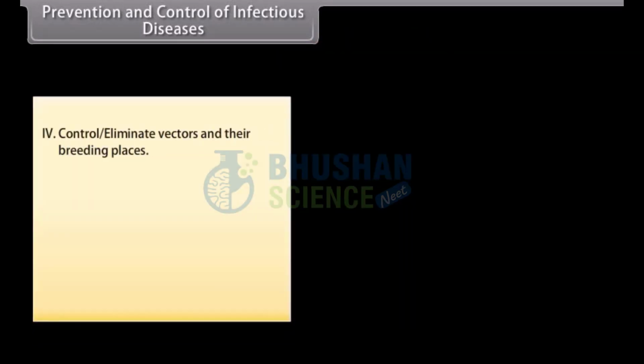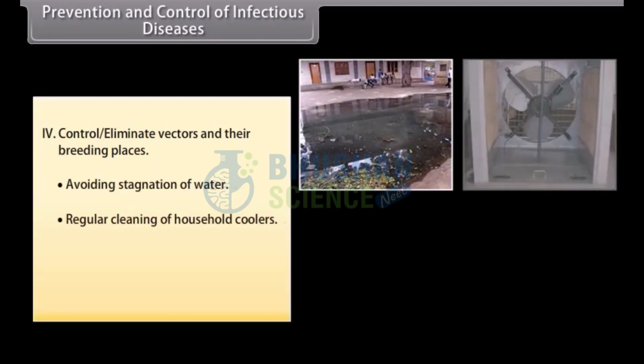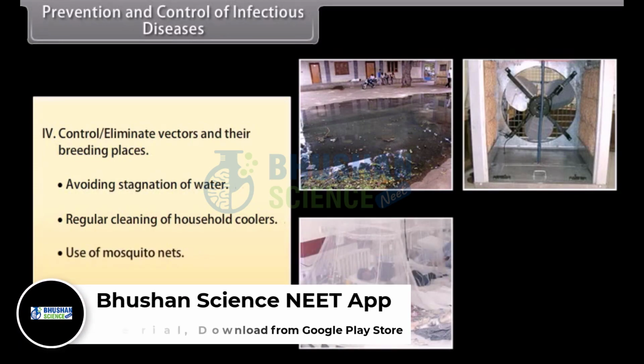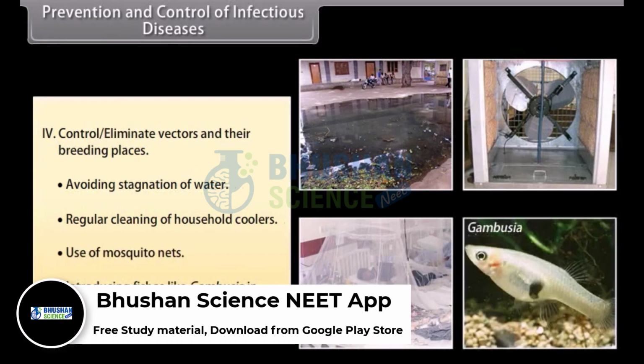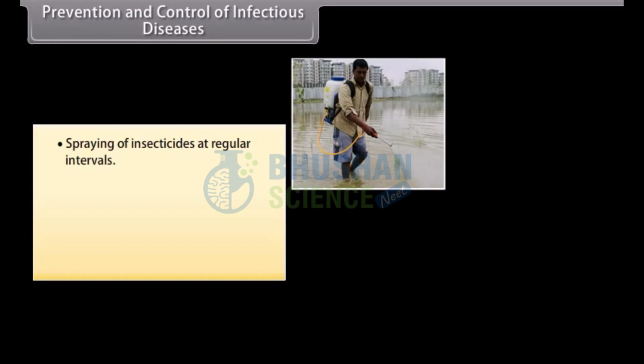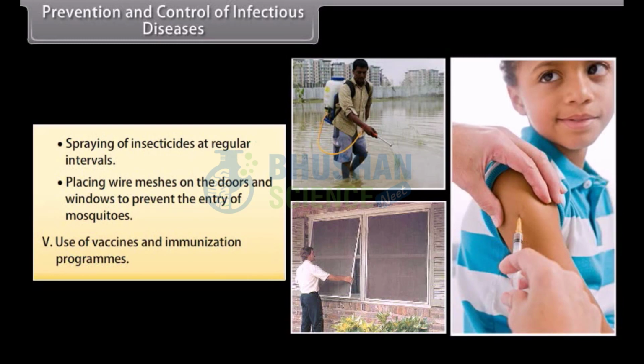Control, eliminate vectors and their breeding places. Avoid stagnation of water. Regular cleaning of household coolers. Use of mosquito nets. Introducing fishes like gambusia in ponds. Spraying of insecticides at regular intervals. Placing wire meshes on the doors and windows to prevent the entry of mosquitoes. Use of vaccines and immunization programs.